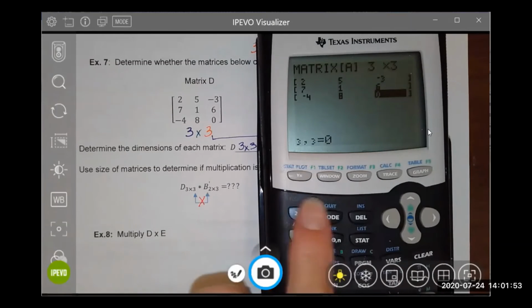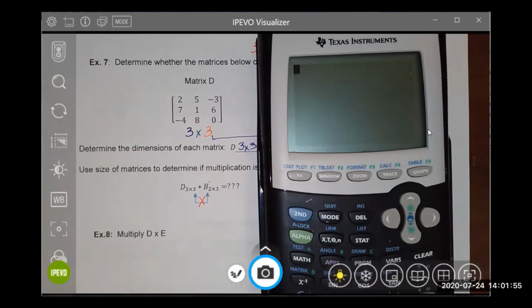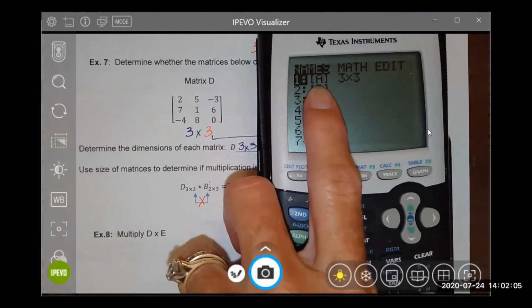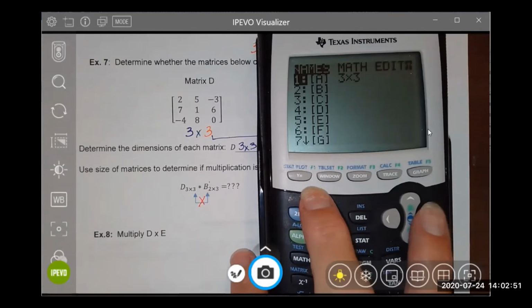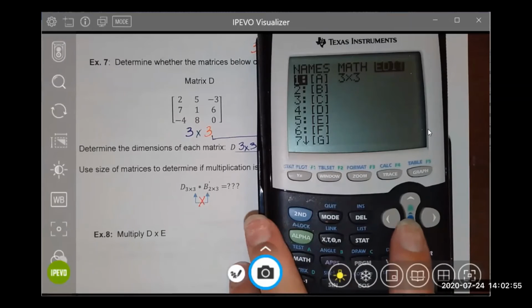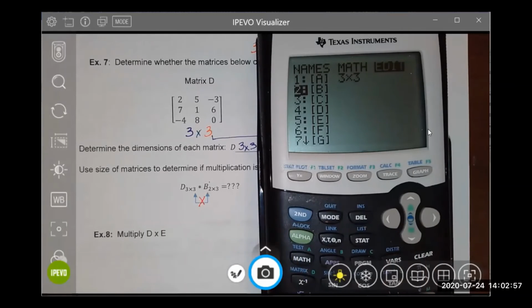And now if I want to, I can do second quit, and that takes me back to the normal home screen. And this time, if I do second matrix, you'll notice that it shows me that I have entered a 3 by 3 matrix and that I'm calling it A. Let's just go to edit. There we go. So once I'm in edit, then I can move down to B.